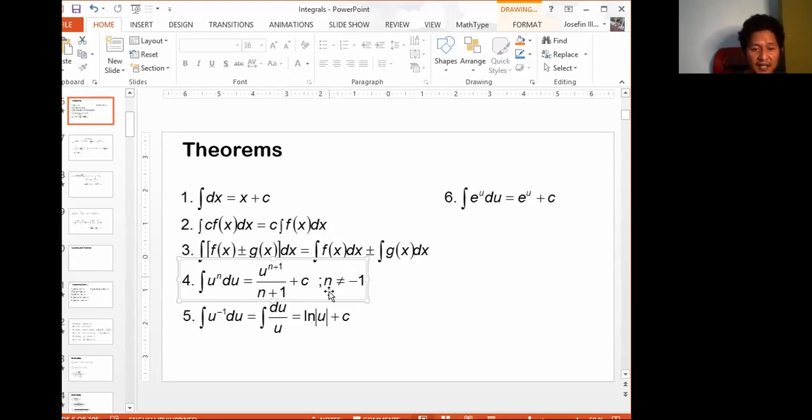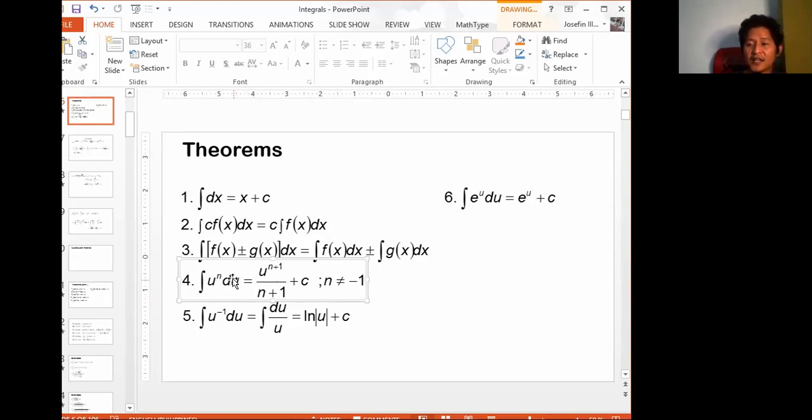And notice there is a restriction here that n cannot be negative 1. Notice n cannot be negative 1 because we have a denominator which is n plus 1. So when n is negative 1, your denominator here will turn out to be a 0, right? So hindi pwede mag-0 yan. So hindi pwedeng ito gagamitin kapag n mo ay negative 1.